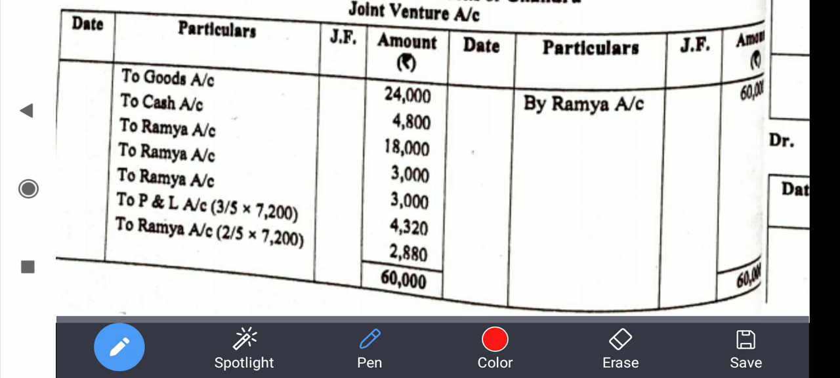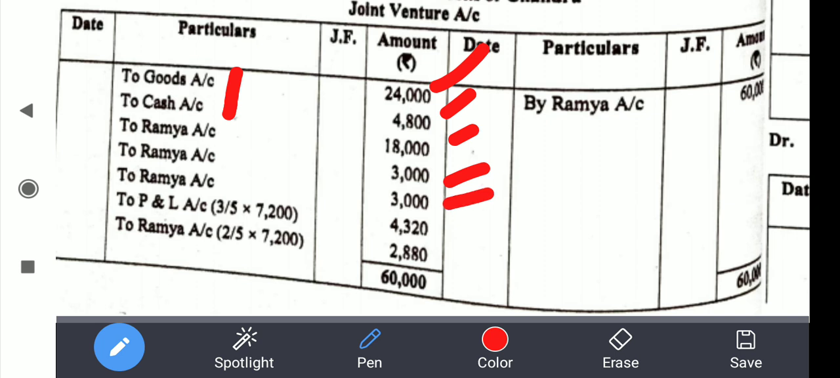So here, how much goods were contributed by Chandra? 24,000. Is it right? Then how much expenditure was incurred by Chandra? 4,800. But here we did not write Chandra's name because these accounts are recorded in the books of Chandra. Then Ramya provided how much? 18,000 worth of goods supplied by Ramya. Then Ramya's expenditure is 3,000 rupees.